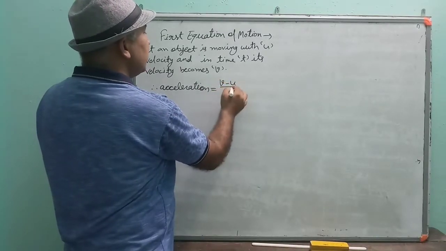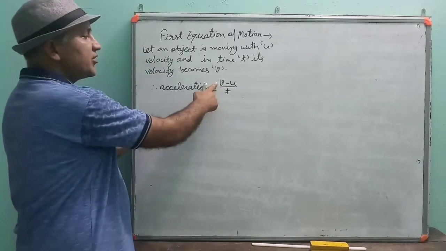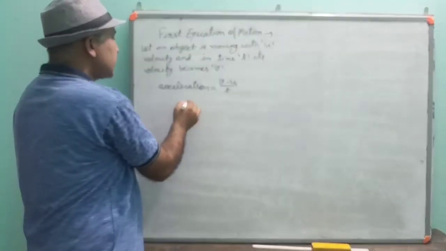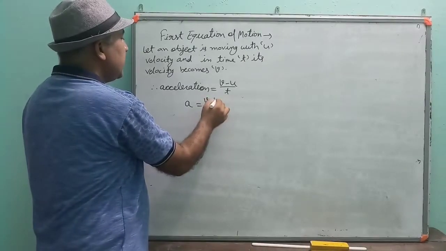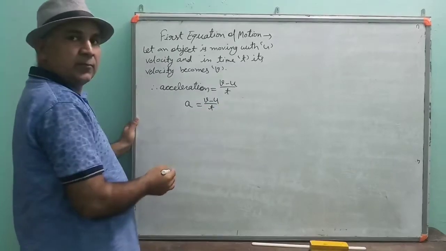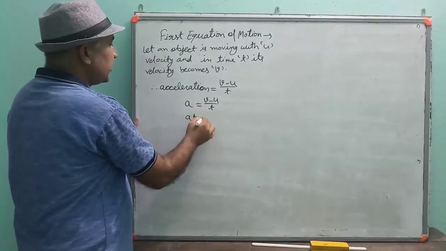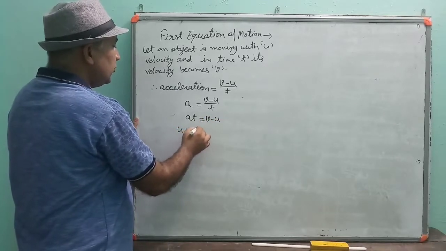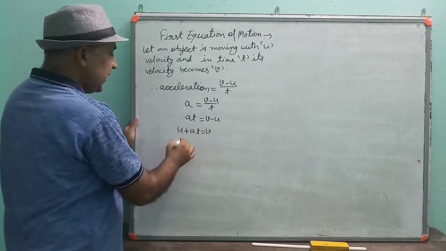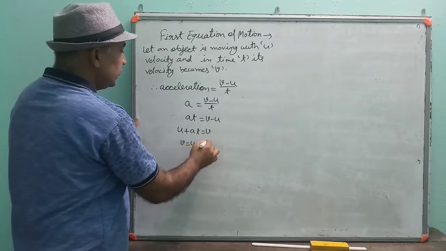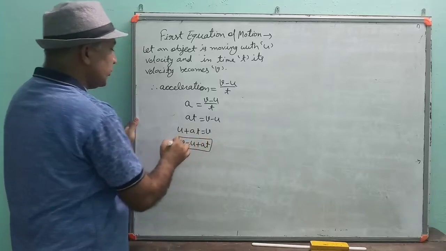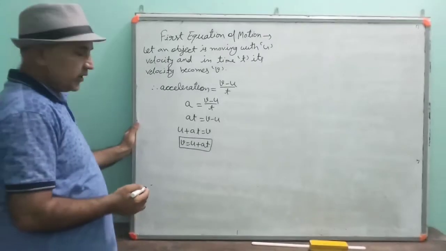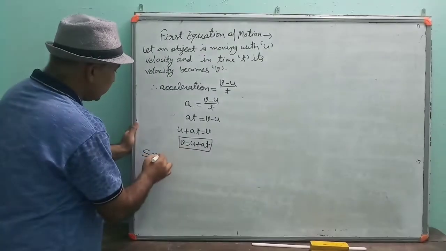According to the definition of acceleration, it is the rate of change of velocity, meaning final velocity minus initial velocity upon time. Suppose acceleration is denoted by a, then a equals (v minus u) upon t. By cross multiplication, at equals v minus u. Now u plus at equals v, and this is your first equation: v equal to u plus at. This is called the first equation of motion. Now see the second equation of motion.